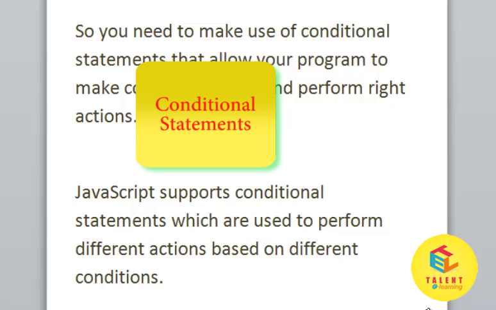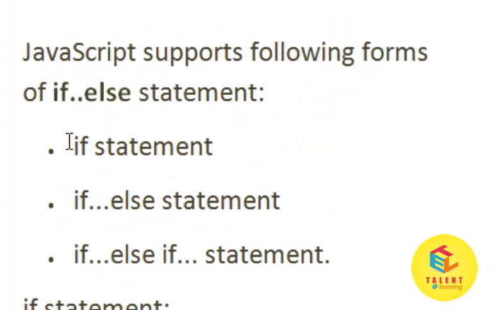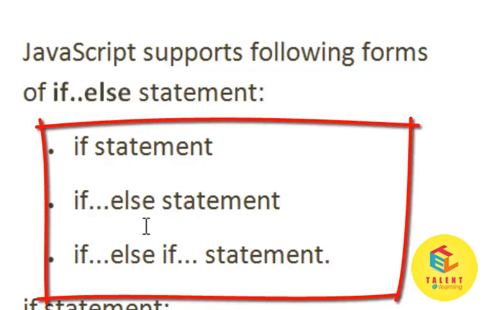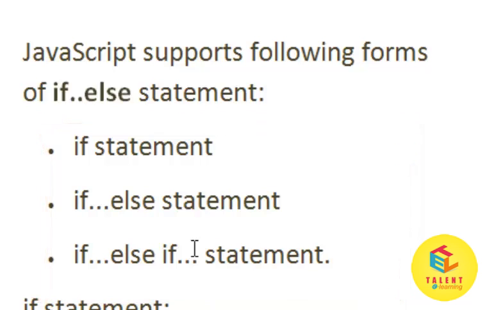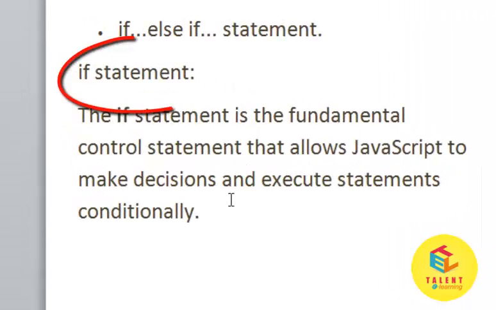These conditional statements are if-else statements. Here we have three types of if-else statement. First, only if statement. Second, if-else statement. And third, if-else-if statement. Now let's take a look at the if statement. The if statement is the fundamental control statement that allows JavaScript to make decisions and execute statements conditionally.